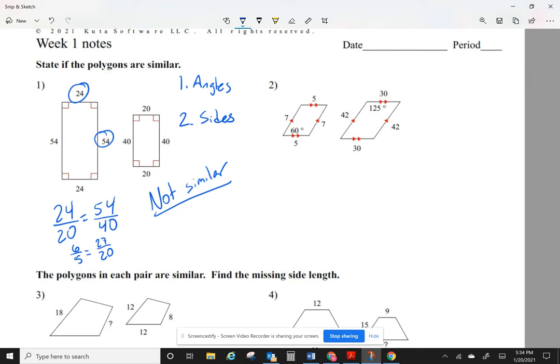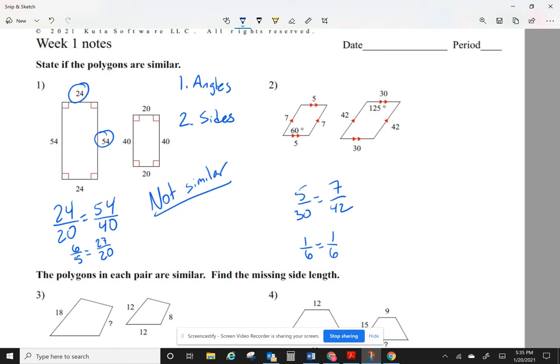All right, let's take a look at number 2. Let me start with the sides. Let's see, 5 and 7. Those are the numbers that do not repeat on the small figure. Then 5 goes with 30 and 7 goes with 42. Let me simplify each fraction. 5 over 30 simplifies to 1 over 6. 7 over 42 simplifies to 1 over 6. All right, so far the sides are proportional.